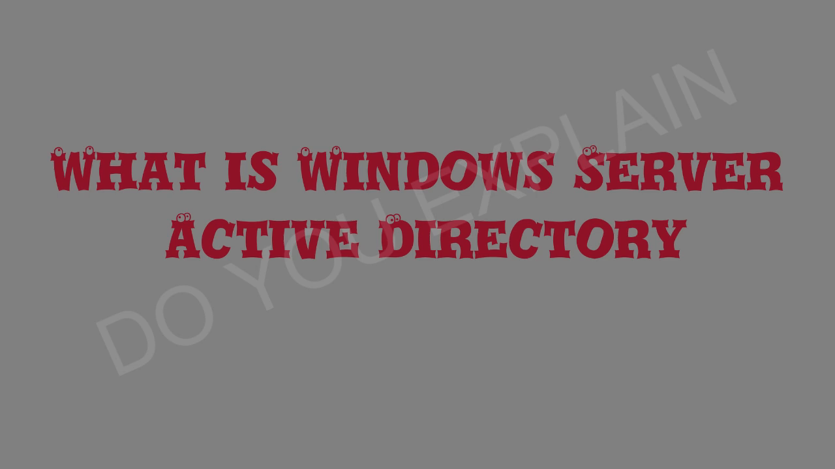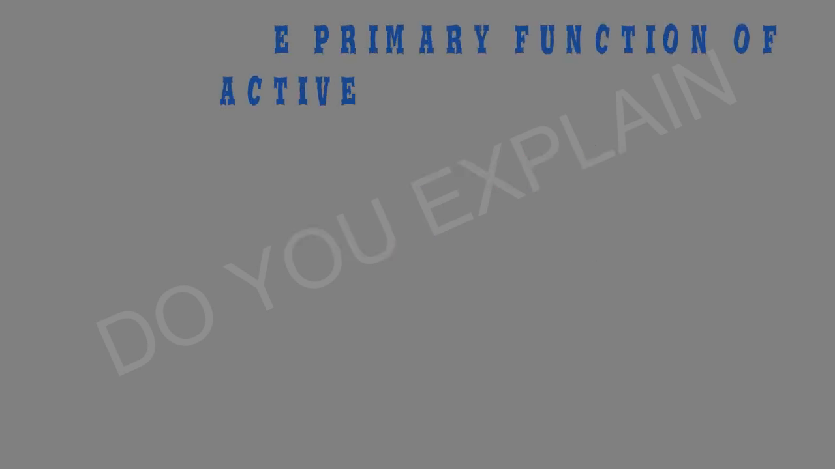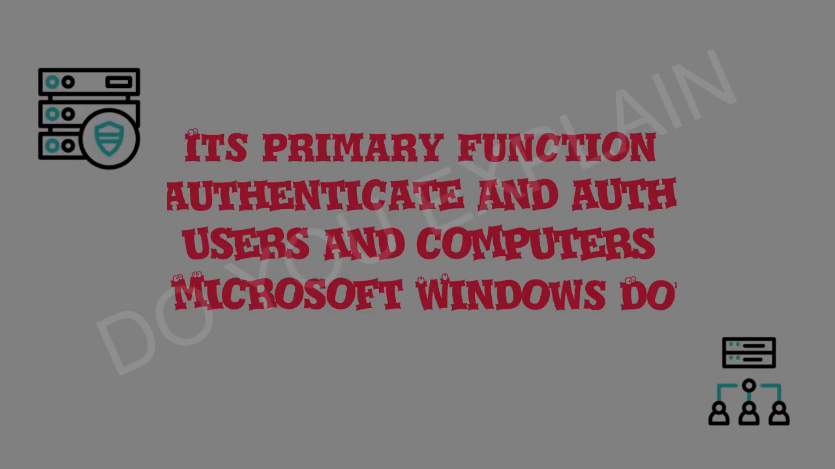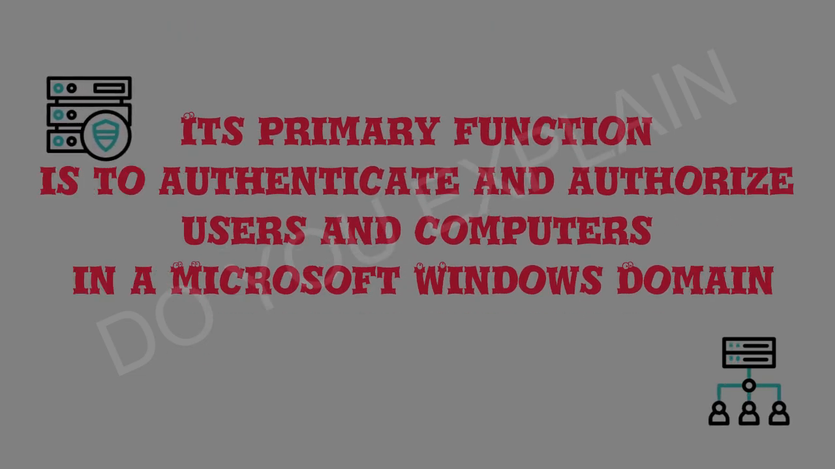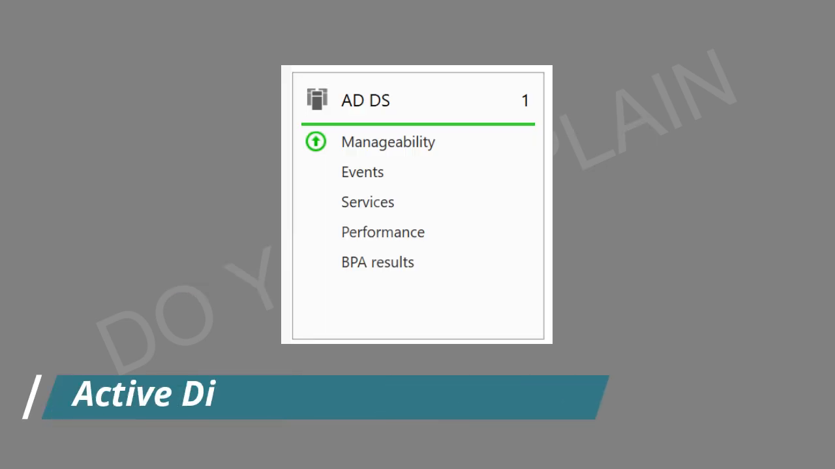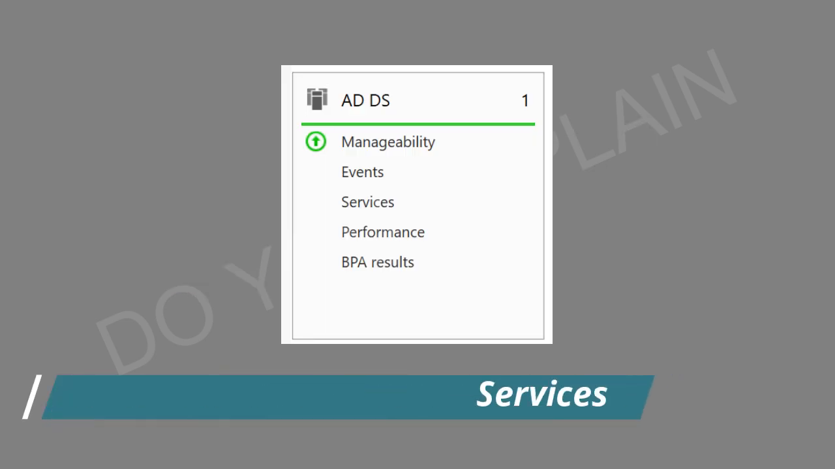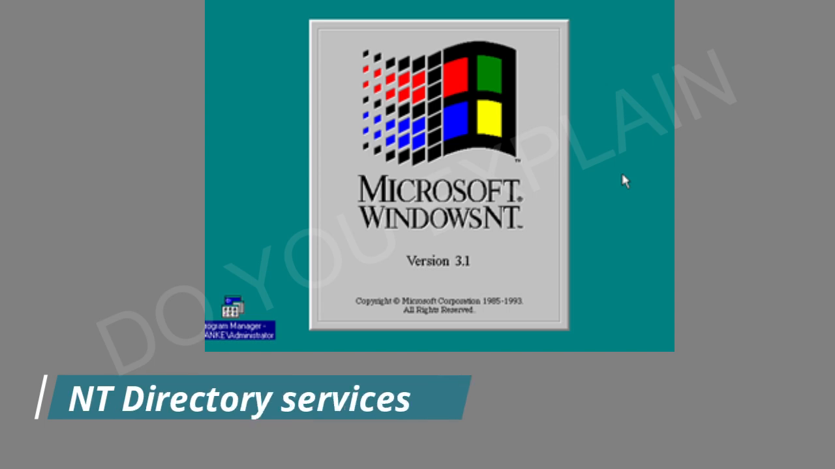What is Windows Server Active Directory? First we see what is the primary function of Active Directory. Its primary function is to authenticate and authorize users and computers in a Microsoft Windows domain. Now, before Active Directory domain services, Microsoft used a technology known as Windows NT Directory Services, where NT means new technology. Let's talk about NT design.